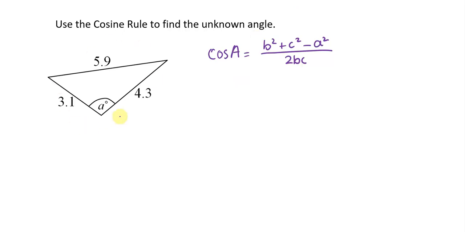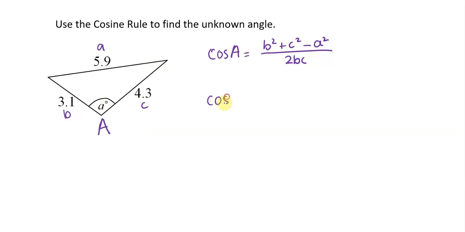Now we need to label our triangle. We only have one angle in our formula and there's only one angle in our picture, so that's the one we're going to label capital A. And the opposite side is little a. Our other two sides are little b and little c. We can substitute all of these values into our formula.